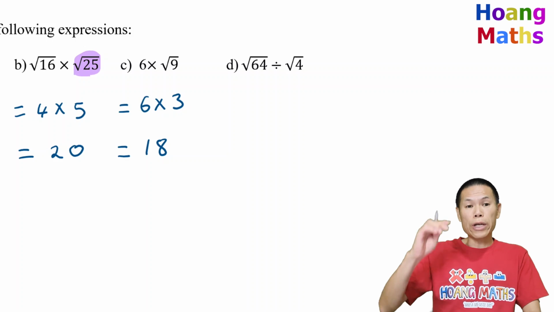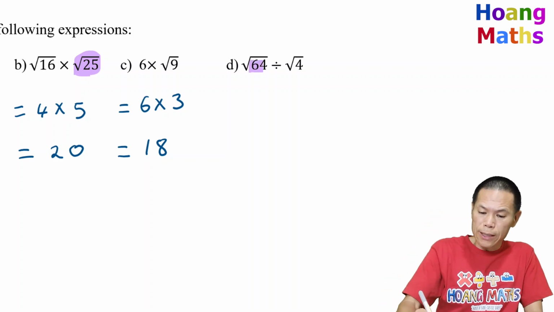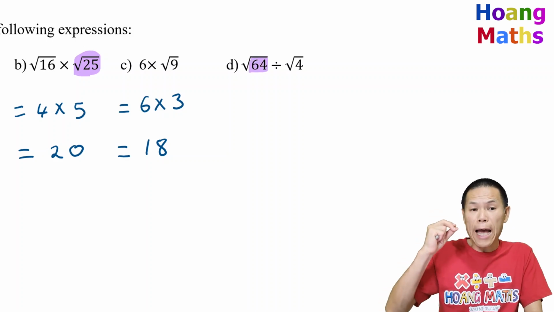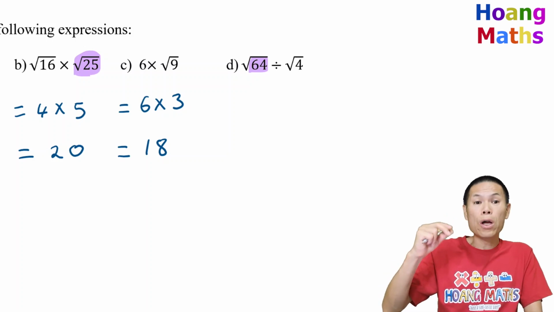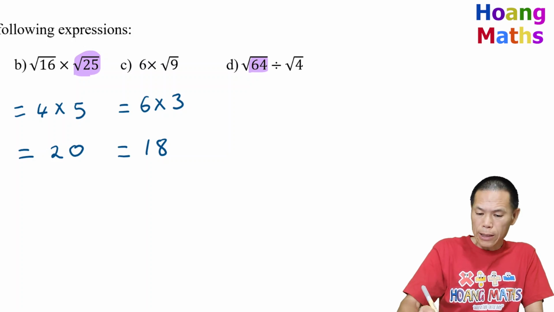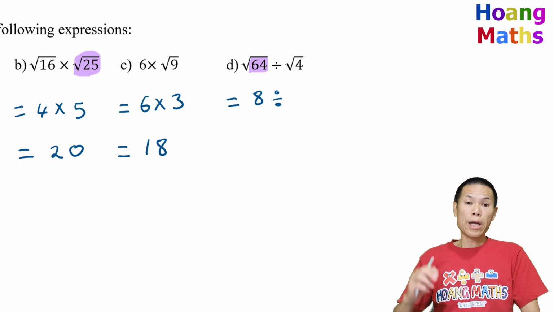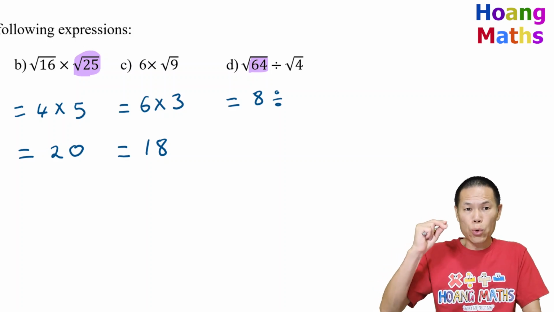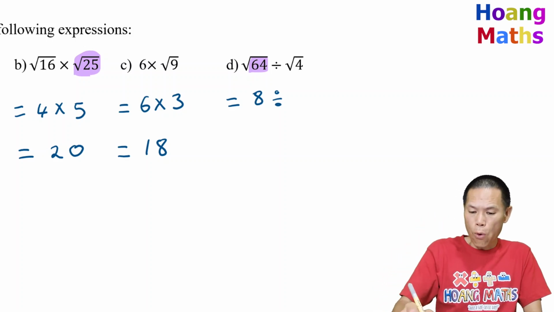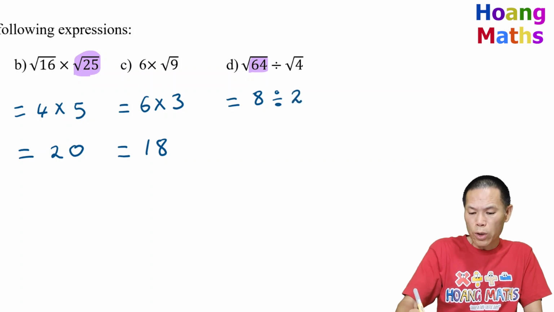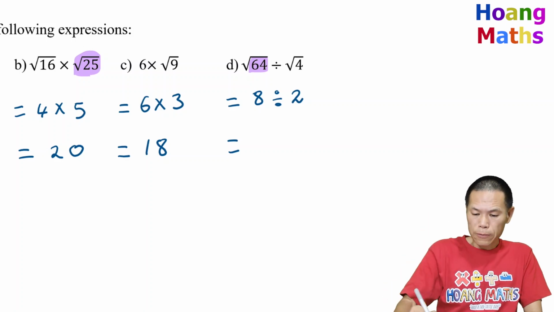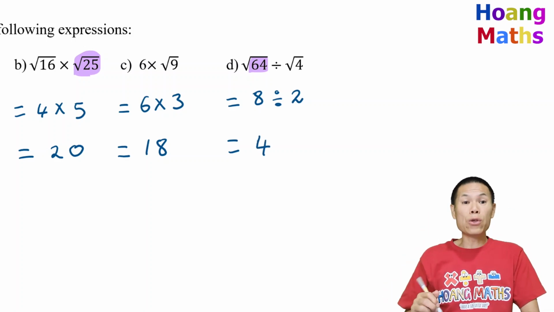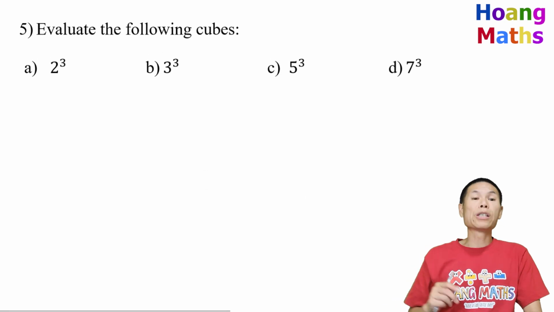There you go. So now we need to work out the square root of 64. 64 is 8 square, or 8 times 8. So therefore, square root of 64 will give me 8. So that is equal to 8 divided by square root of 4. And we know that square root of 4 is 2, because 2 times 2 is 4. So square root 4 must be 2. Now 8 divided by 2, so the answer is 4.